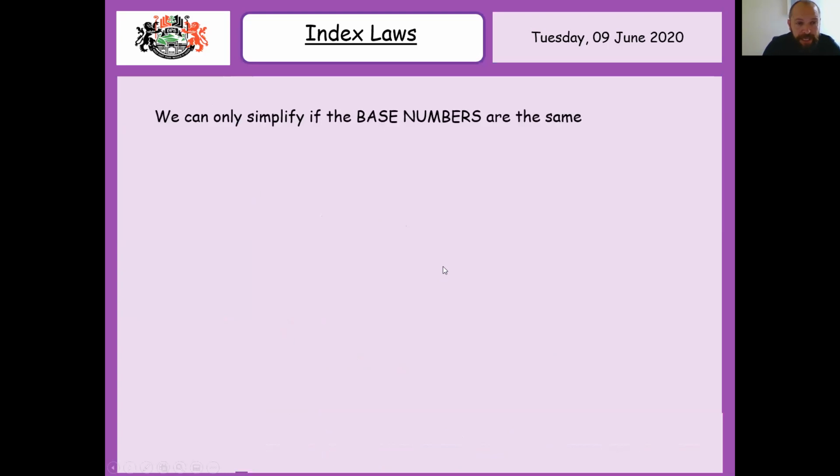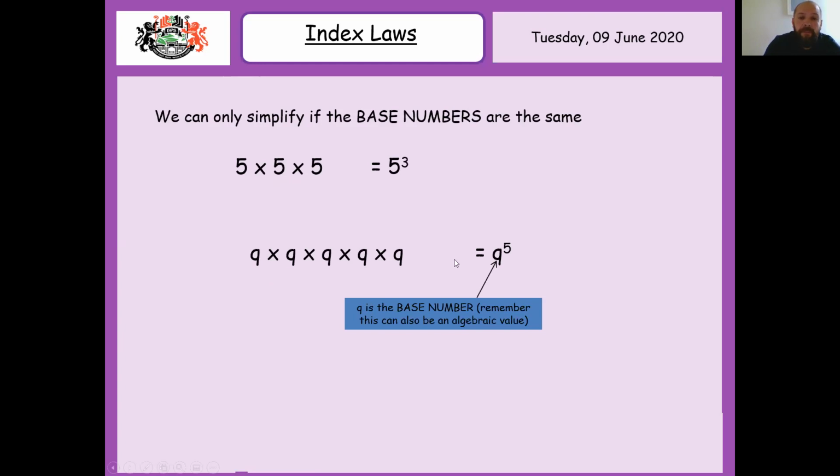However, something we need to take into account is we can only simplify if the base numbers are the same, or the base values are the same. So we've just had 5 times 5 times 5, which we know is 5 cubed. Here, the base value is 5. It doesn't change, it's the same, so we can simplify it. Here, when we switch to algebra, we've got q times q times q times q times q. The base value is always q. We've multiplied it by itself 5 times, so we end up with q to the power of 5. So the base value here is q. The base value up here was 5. So long as they're the same, we can simplify, and we know that 5 is the index, or the power.